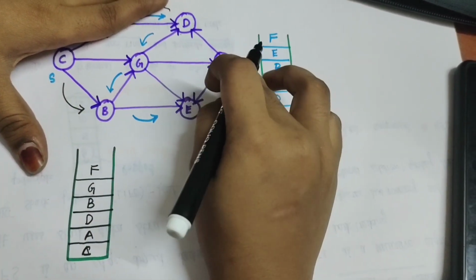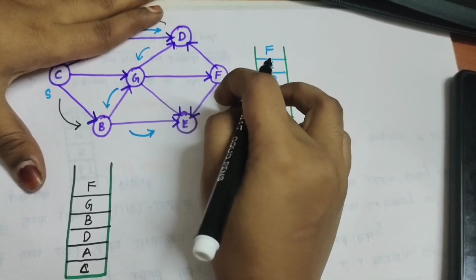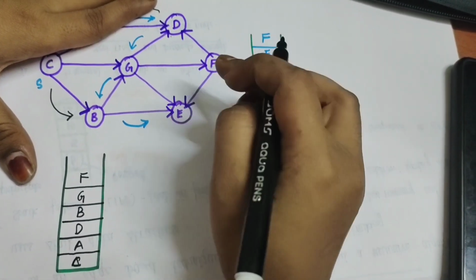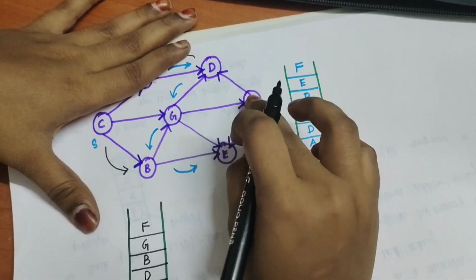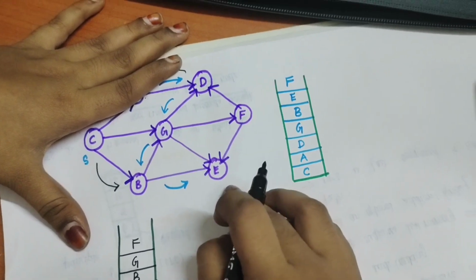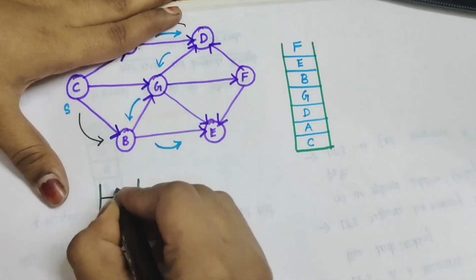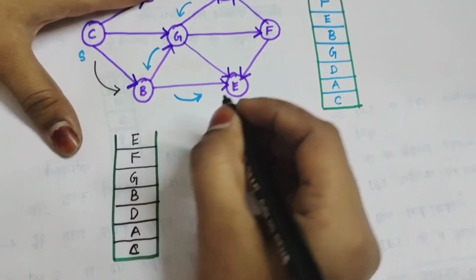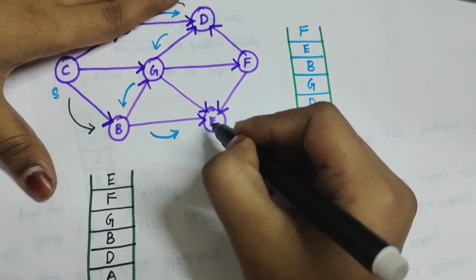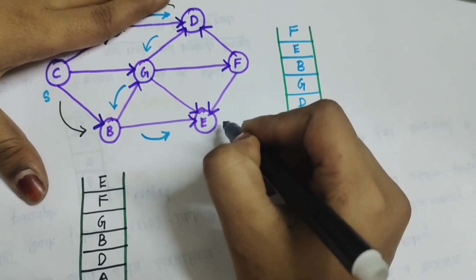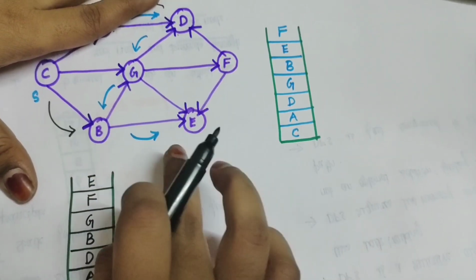So from F, we have to see if there are any vertices which are pointing outwards from F. We can see that E, the adjacent vertex of F, is being pointed out from F. So now we'll finally push E into the stack. Once we come to E, we have to check if there are any other nodes adjacent to E. But we find that there are no other nodes adjacent to E.